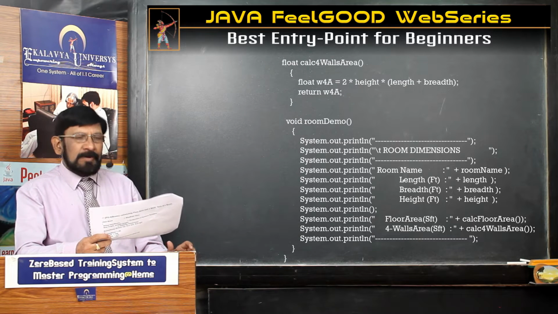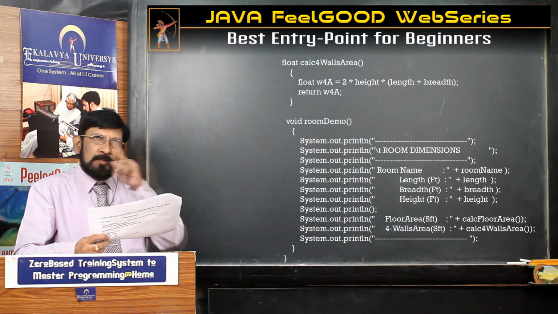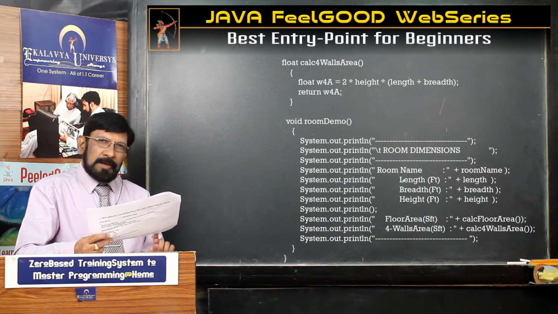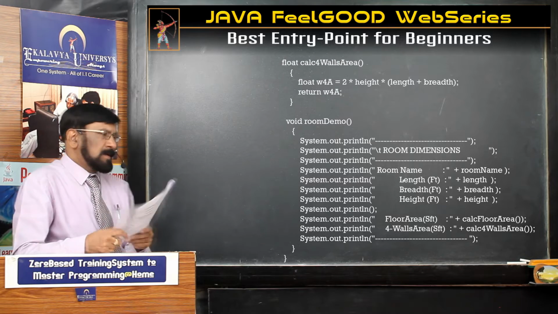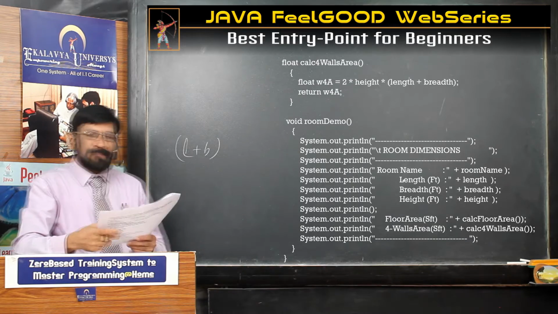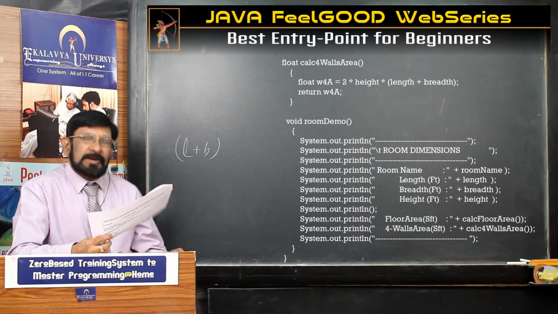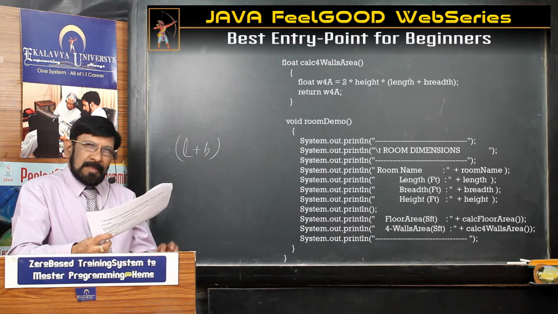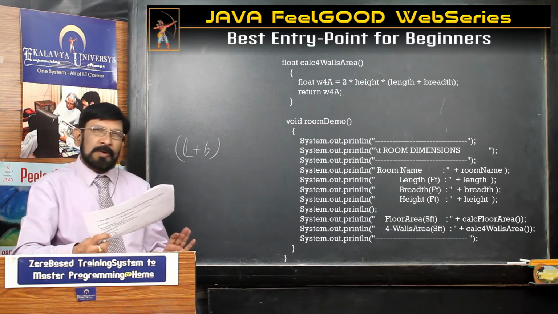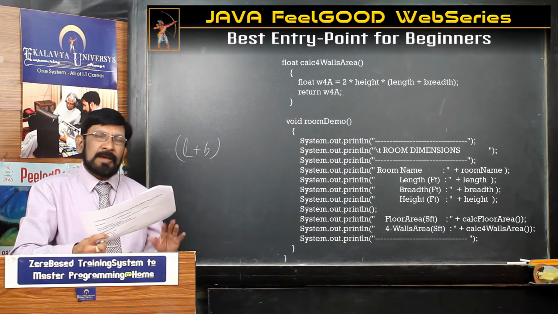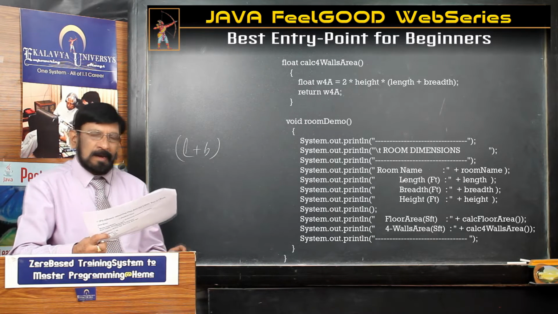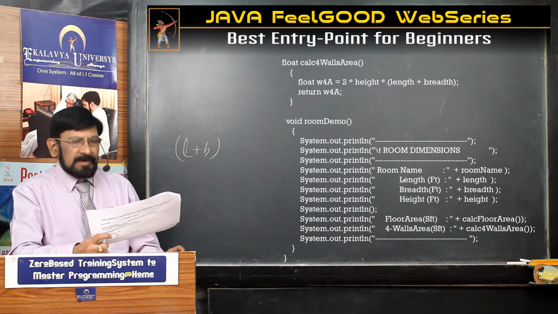Now, what is the formula for this also? 4 walls area is 2h into L plus B, that is, 2 into height into (length plus breadth). L plus B is length plus breadth. You must write it within parenthesis only. Otherwise, it is a logical error, and you get a wrong result. It is not a syntax error. Syntax does not bother about your formula; if you write a wrong formula, it does not bother. It simply calculates and gives the result. That's why you don't forget parenthesis, and you write the formula like that; it returns a float value.